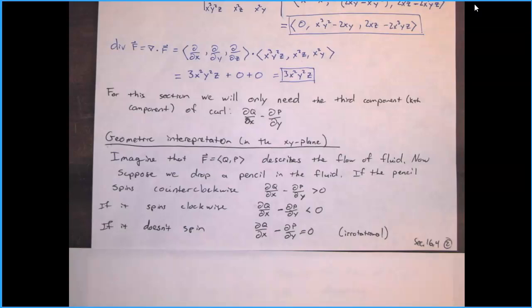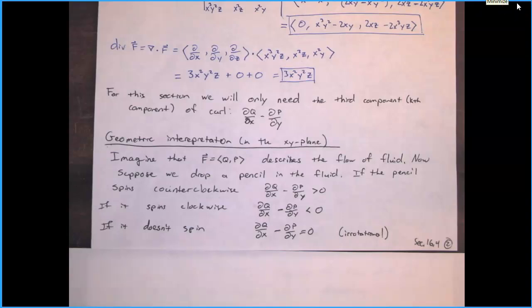Now, if the pencil spins counterclockwise, then this third component of curl, the partial derivative of q with respect to x minus the partial derivative of p with respect to y, is positive. If the pencil spins clockwise, then this component is negative, and if the pencil doesn't spin, then that component is 0. It's irrotational, right? So this is where the term irrotational comes from. The pencil doesn't spin, this is 0.